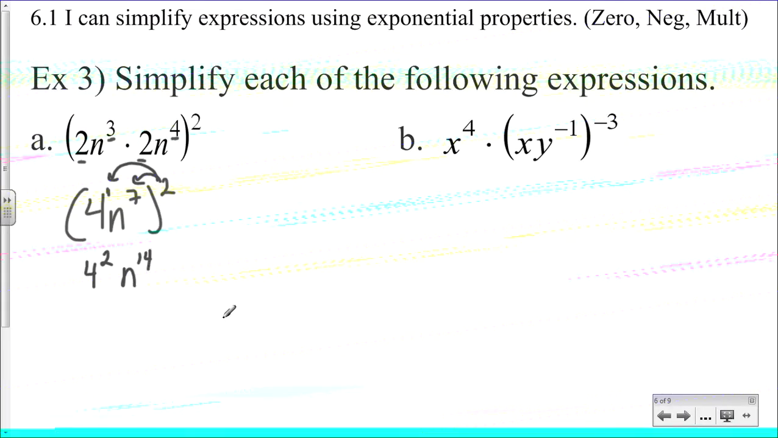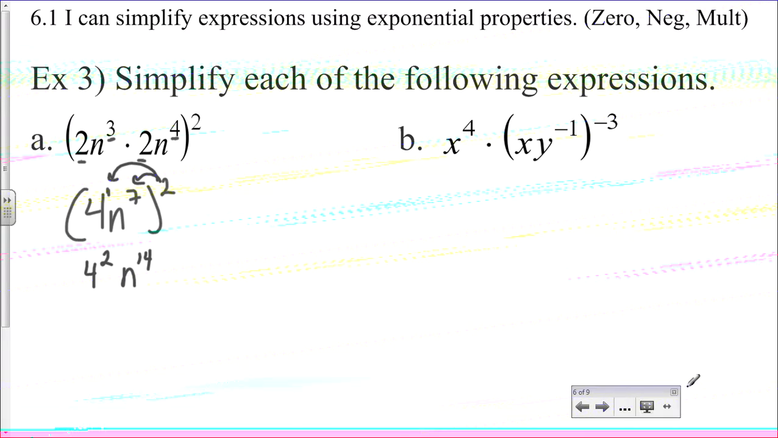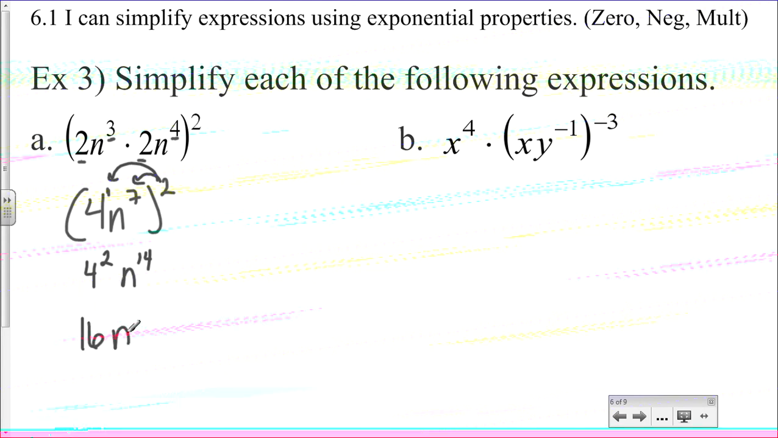Okay, so second step is eliminate your parentheses. Third step would be to combine anything together if there's anything to combine. There's actually not. So then my last step is going to be to take care of any negative exponents or zeros. And we don't have any of those. So 4 squared is 16. n to the 14th is going to stay exactly where it's at because it has a positive exponent. And we're done.